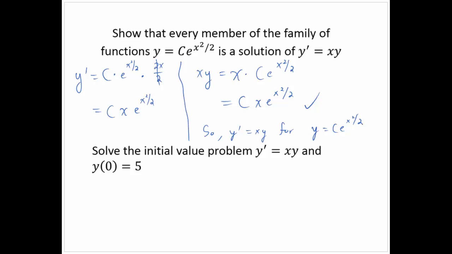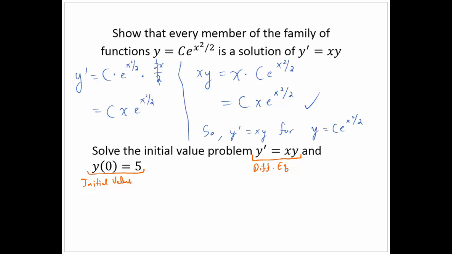But now we're asked a second, related exercise: solve the initial value problem y prime is equal to xy and y of 0 is 5. So here we have a differential equation, and this is called an initial value. It's an initial value because it's when the independent variable is 0. And so we call that an initial value.